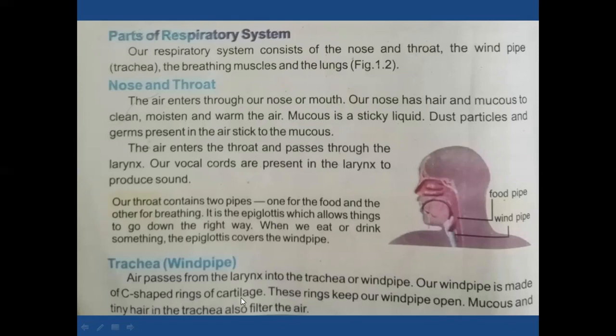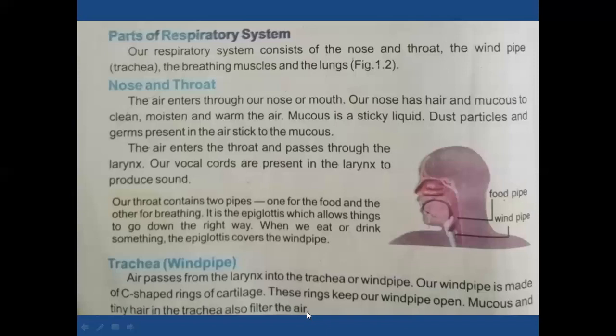The trachea is made up of C-shaped rings of cartilage. Cartilages are connective tissues like bones, but they are much softer than bones. Bones are hard and cartilages are softer. You can call it softer connective tissue. These rings keep our windpipe open. Mucus and tiny hair in the trachea also filter the air.